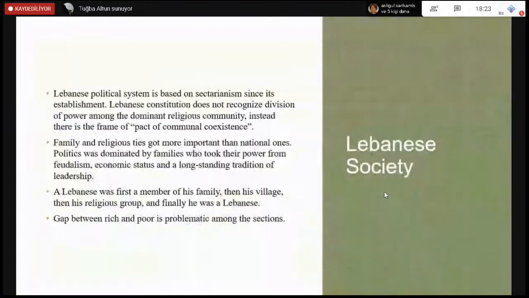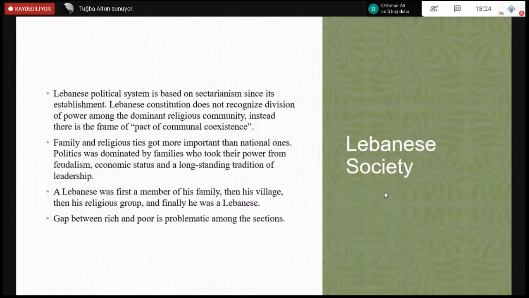Now I will continue with the Lebanese society topic. The Lebanese political system has been based on sectarianism since its establishment, and the Lebanese constitution does not recognize division of power among the dominant religious community. Instead, there is the frame of a pact of communal coexistence. The confessional system was created for guaranteeing political participation by all sects. It can be claimed that it was created with a good intention, maybe to be equal, but it caused more damage than expected, and because it led to more divisions, people from all sects demand more, and they don't believe that this system is fair and treats everyone equally.